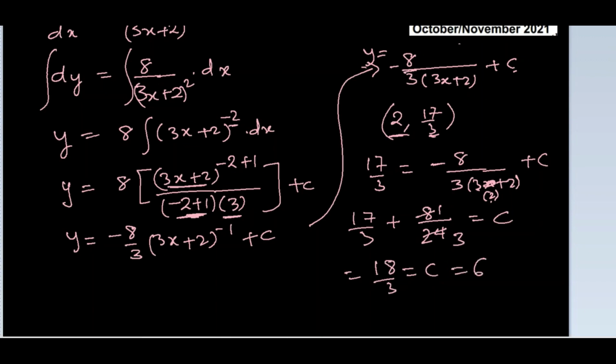So final equation we get is y equal to minus 8 over 3, the denominator is 3x plus 2, plus 6.